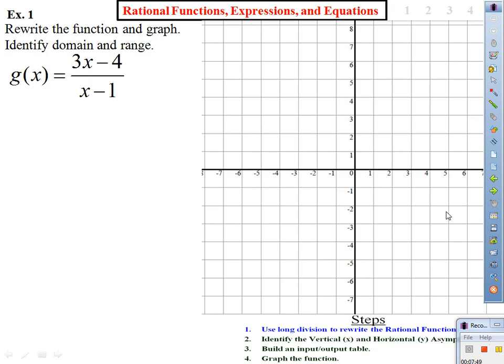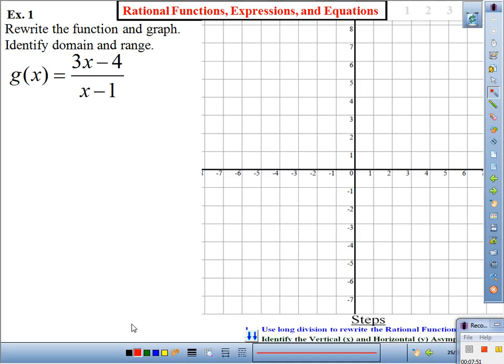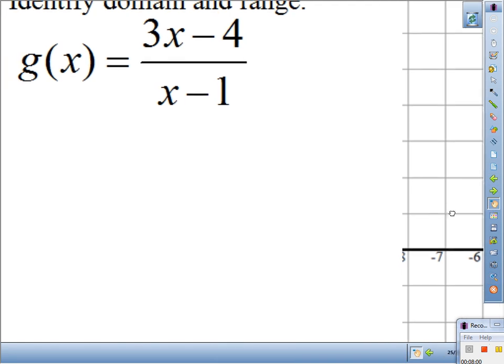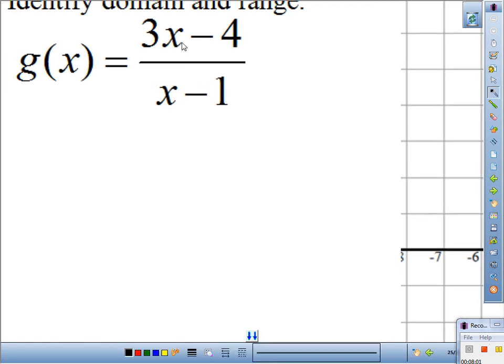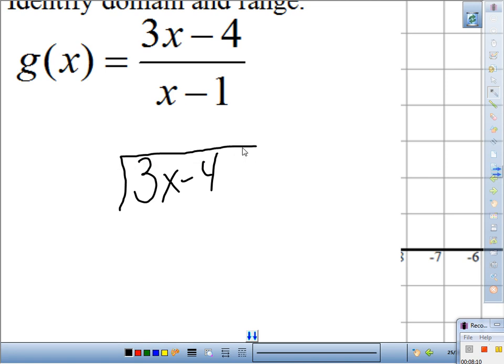So, back to this one. Writing utensils down, look up to the screen. So I'm going to do step 1, which is long division, to rewrite this. So let me zoom in. Here it goes. Do you guys see a fraction here? It's a division, is that correct? This divided by that. So watch. 3x minus 4 divided by x minus 1.